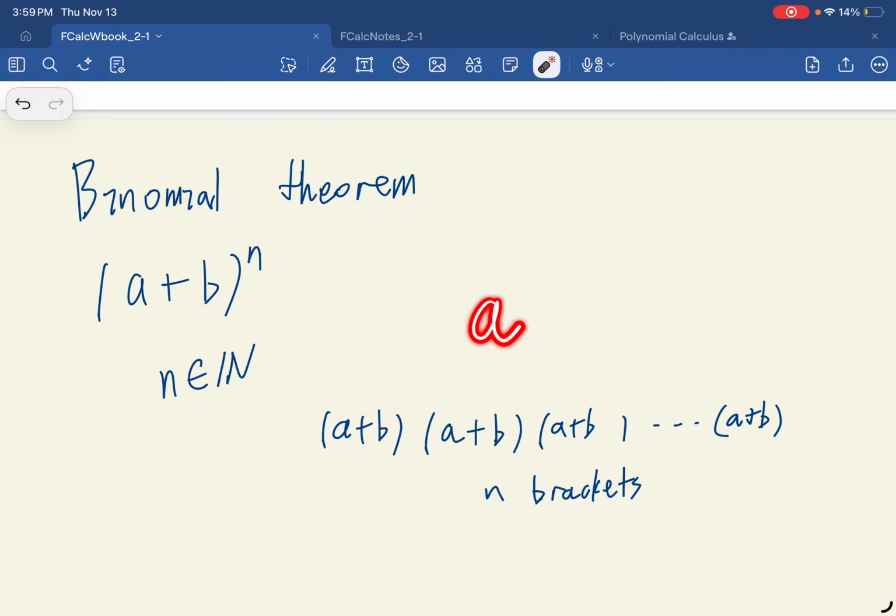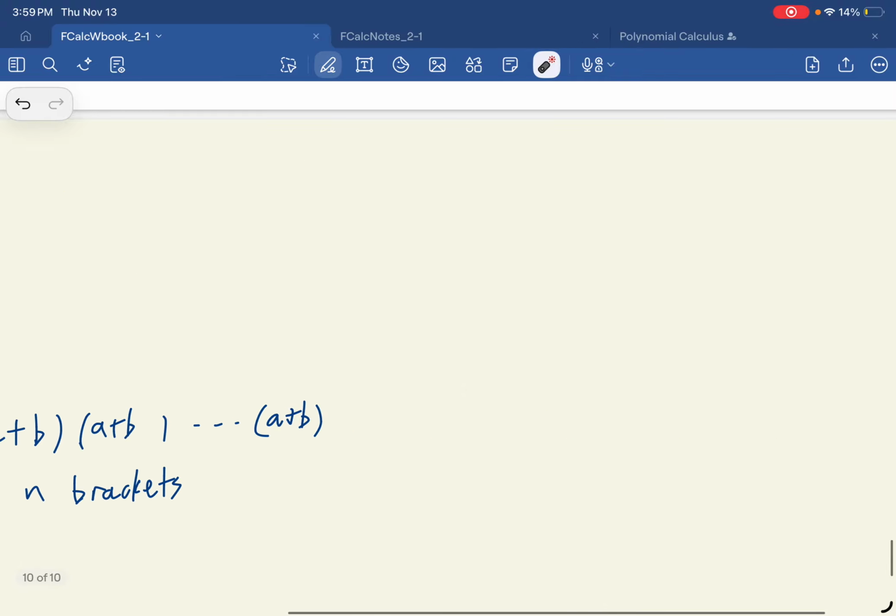If I want A to the power of 3 times B to the power of n minus 3, I need to find the number of ways that I can choose 3 brackets out of the n brackets. And that's where combinations come in.